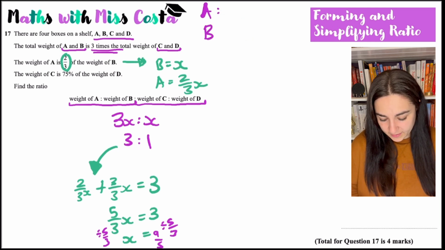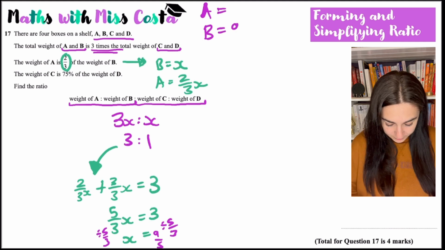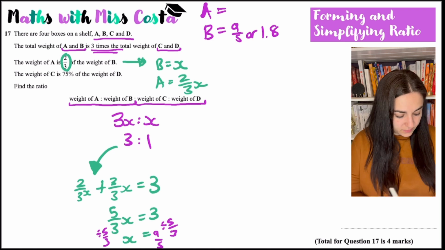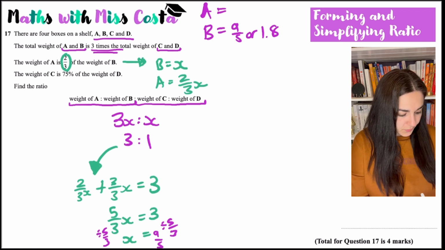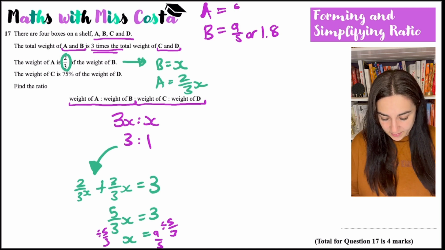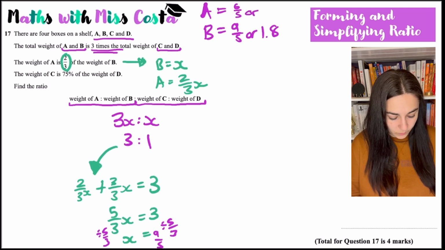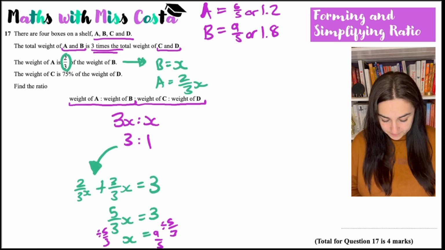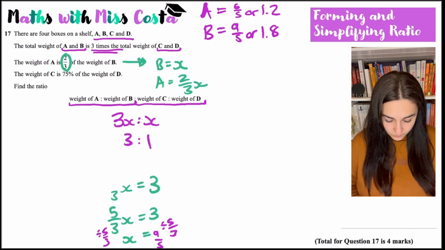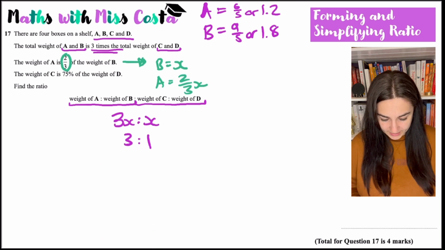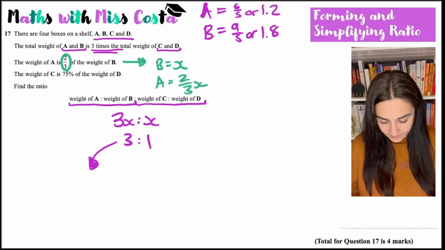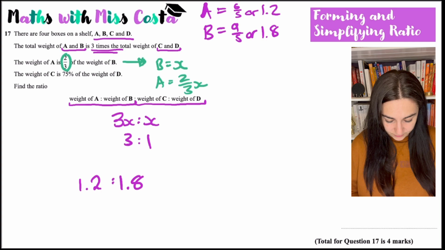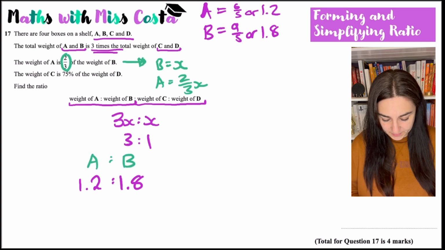The value of B would be 9/5 or 1.8. And then times that by 2/3 to figure out the value of A. That would be 6/5, or in decimal form, 1.2. So I figured out what the ratios of A to B must be. And that would be 1.2 to 1.8. So I've just broken that up into 2 parts, 1.2 to 1.8. And that is the ratio of A to B.